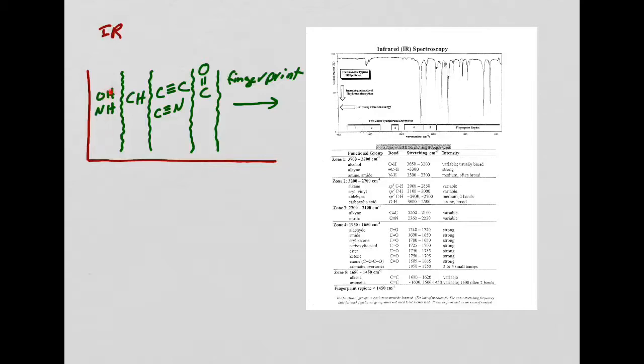Now, over here, these are the OH and NH. And if you remember, we said they are going to have a broad peak. So what I'm expecting here is a broad peak over here. This is the region right here. Now, that is zone 1. You can see here 3700 to 3200. Again, you have the alcohol there. You have the amine and amide there.